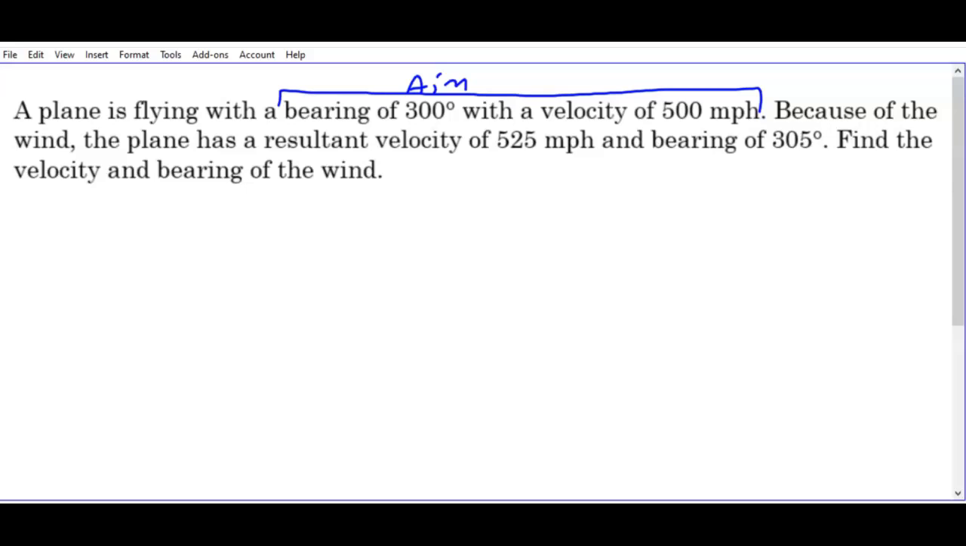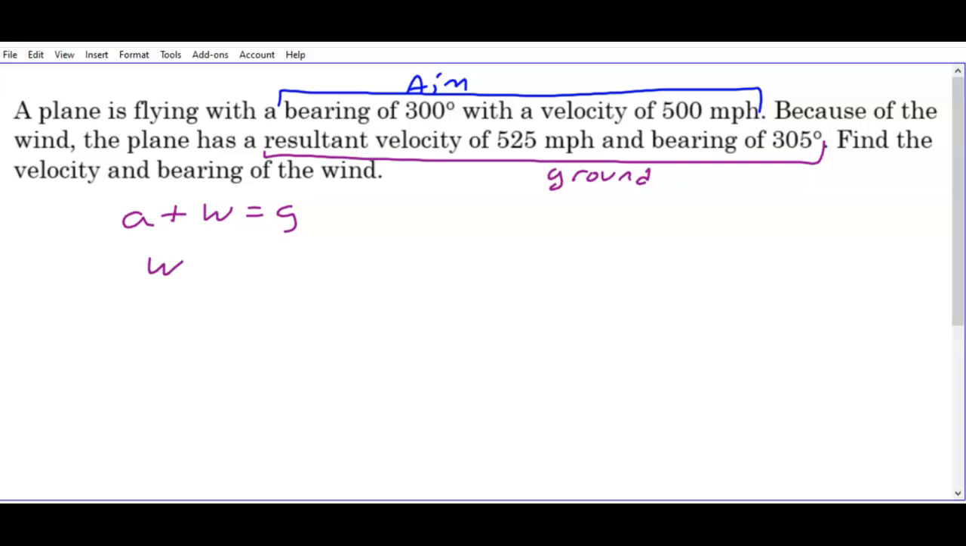And then the resultant velocity of 525, bearing 305, what's that? That's the true course of the ground. We're asked to find the wind, right? Let's do a quick algebra first, because we have our equation that says aim plus the wind equals ground. But in this case, what are we looking for? The wind, right? So what's the wind equal to? Ground subtract the aim.